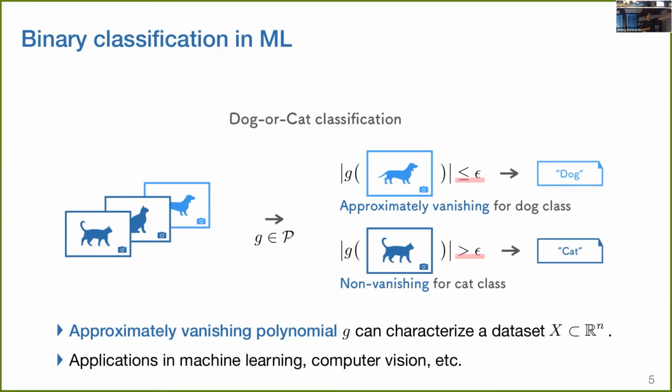So you have a polynomial g, and you try to find a g which is approximately vanishing for the dog class, which means if you feed a dog image to the polynomial, then it outputs some small values, and otherwise it outputs some large values. We want to find such kinds of polynomials. And actually, there are several applications in various fields: machine learning, computer vision, signal processing, computer algebra and computation, and so on.